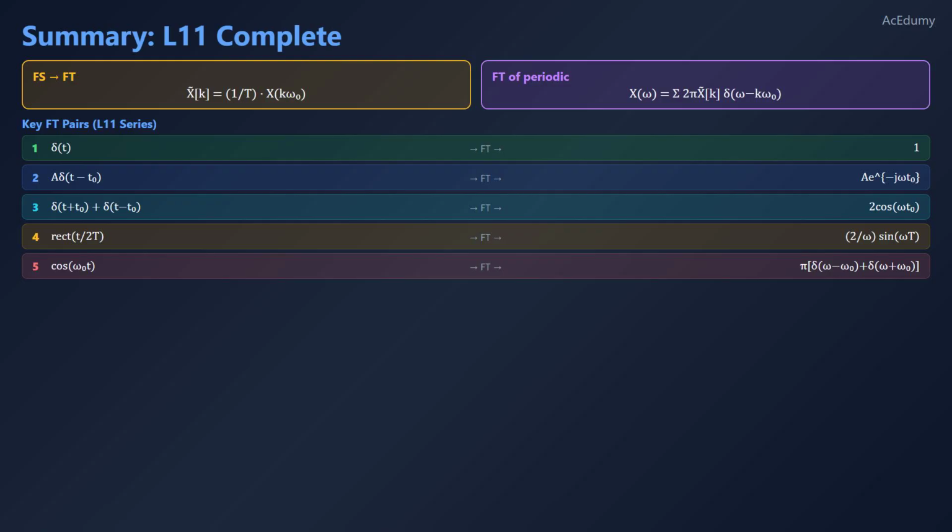We also derived key FT pairs across this lecture series. δ(t) transforms to 1. A shifted impulse transforms to e^(-jωt0). A symmetric impulse pair gives 2cos(ωt0). A rectangular pulse from -T to T gives 2/ω sin(ωT). And cos(ω0t) transforms to π δ(ω minus ω0) plus π δ(ω plus ω0). These building blocks form the foundation for everything we'll study next in signal processing and system analysis.